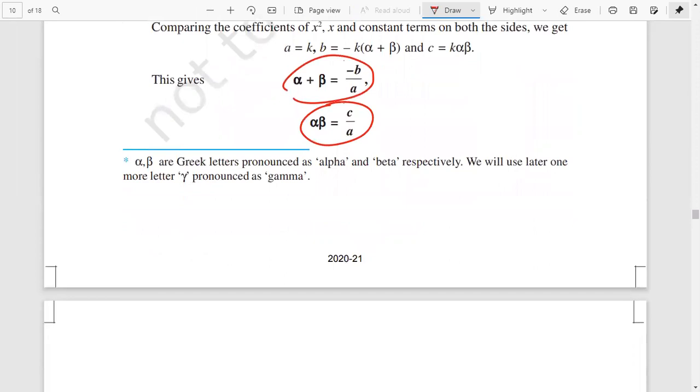Alpha plus beta we can say is the sum of zeros or sum of roots. Zeros are root values only, roots or zeros, same thing. And alpha into beta is the product of zeros.